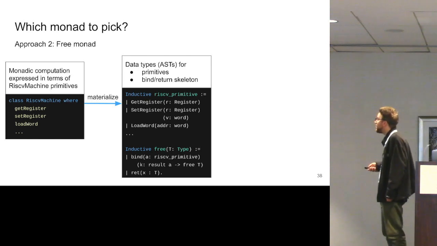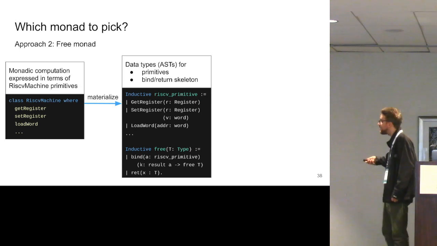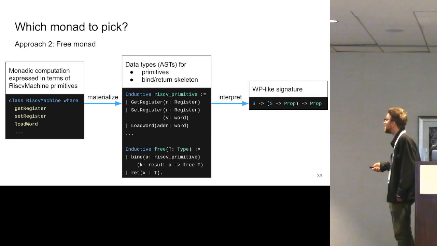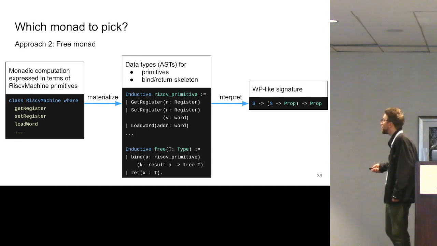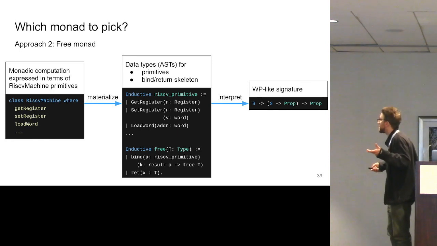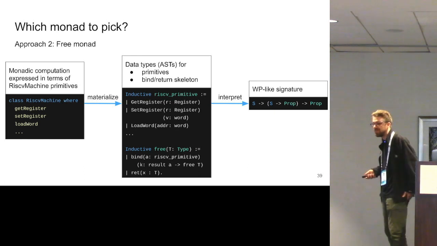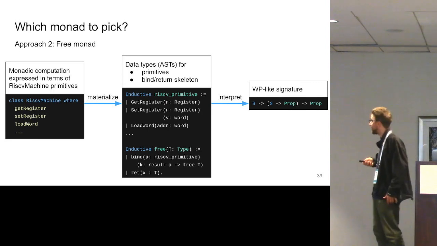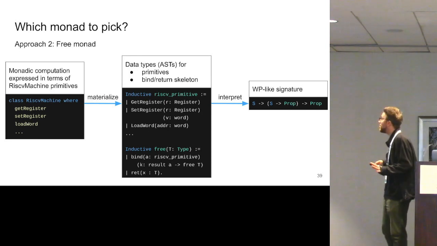And after using this trivial instance, we can add an interpretation function that goes from this AST to a signature which looks like a weakest precondition. Maybe you'd like the argument order swapped, but I like this to be the initial state, this the desired postcondition, and then a Prop which tells me whether the desired postcondition actually holds. But you can also flip the arguments to see it more as a predicate transformer. This one works much better.